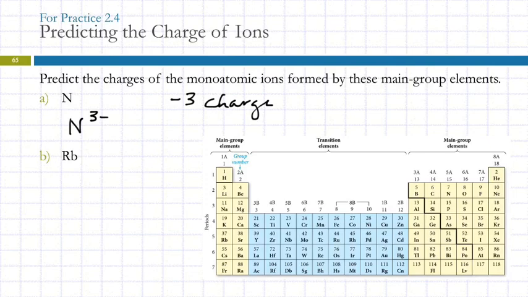What about this one, rubidium? +1. Got to find it in the periodic table. So it's down here. It's in group 1. It's a metal, so it's going to be +1. There's not really any understanding necessary at this point. It's just following a pattern. There is a very scientific reason behind why they do this, but we'll save that for another chapter. Any questions?